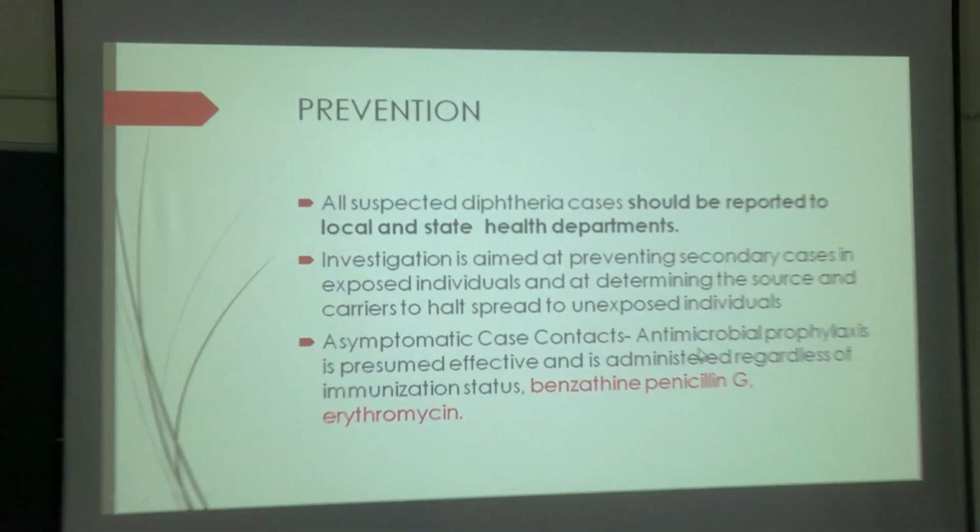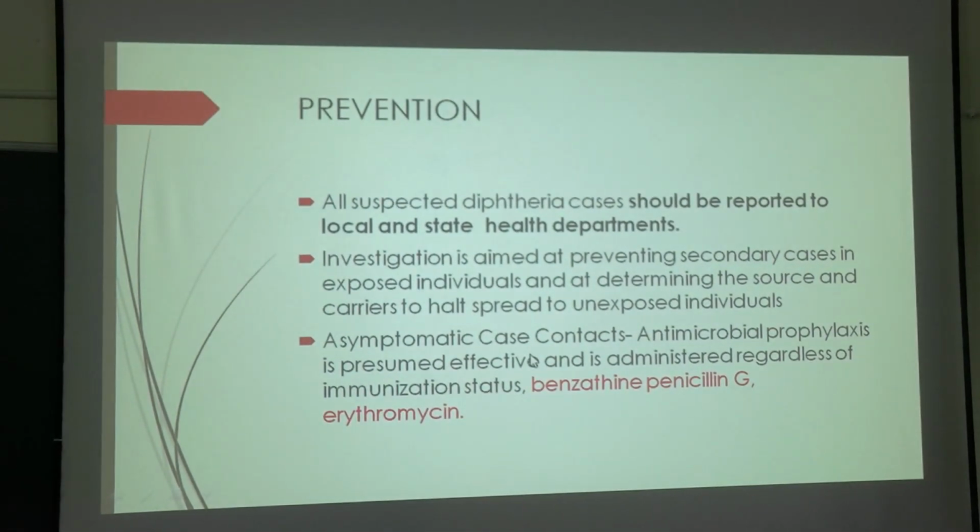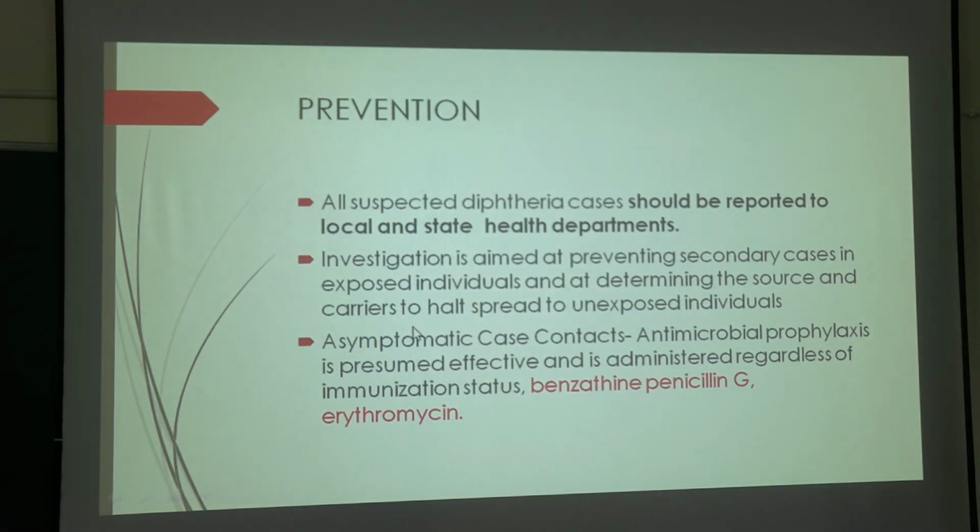So all suspected diphtheria cases should be reported to the local and state health departments. Meaning this is a reportable disease. Investigation should be aimed at preventing secondary cases in exposed individuals and in determining the source of carriers to halt the spread to unexposed individuals. Because in diphtheria, there can be the disease state, and there can be the carrier state. So for asymptomatic case contacts, antimicrobial prophylaxis should be given with benzathine penicillin G or erythromycin, irrespective of the immunization status.